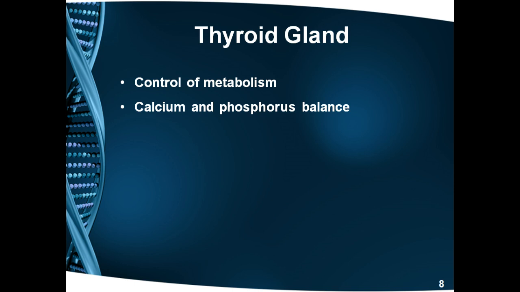And everybody knows where the thyroid gland is. It's in the anterior neck, and it's directly below what they call the cricoid cartilage. And the thyroid gland is probably what most people would call one of the most dangerous glands that we have in our body, because it's really related to control of metabolism.